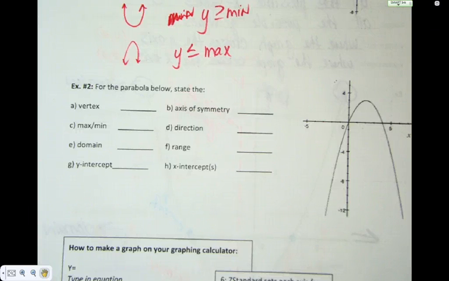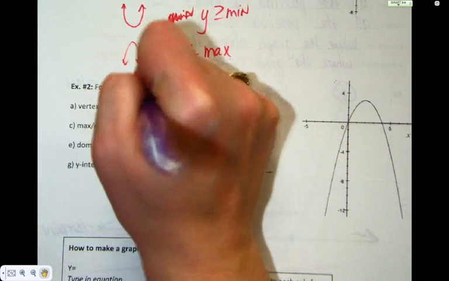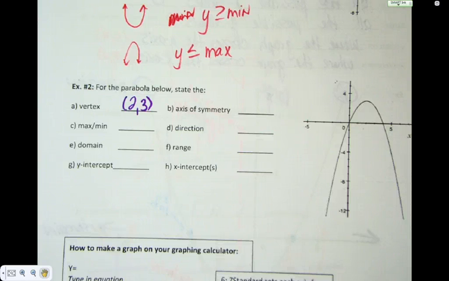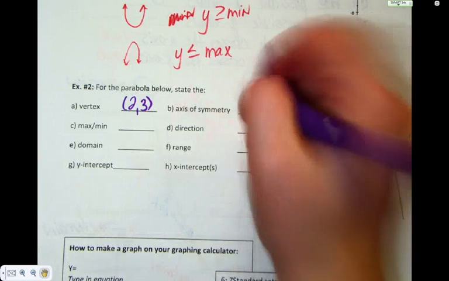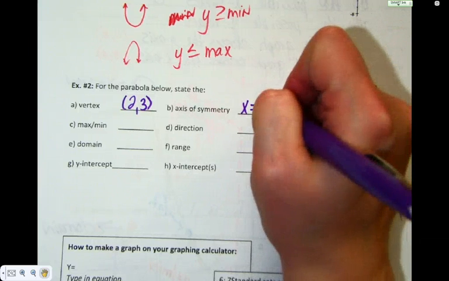Vertex, you pick right off the graph. You're looking for the x-coordinate and the y-coordinate. Where is the highest point of this graph? (2, 3). The axis of symmetry always starts with x equals. The number comes right from the x value of the vertex. So this axis of symmetry is x = 2.